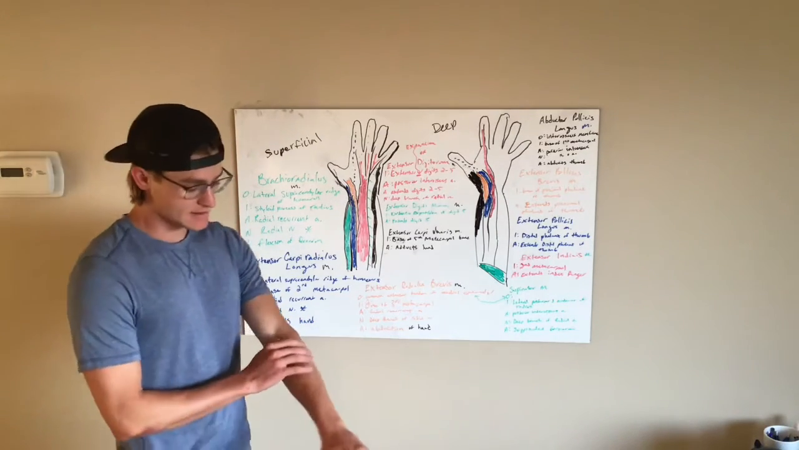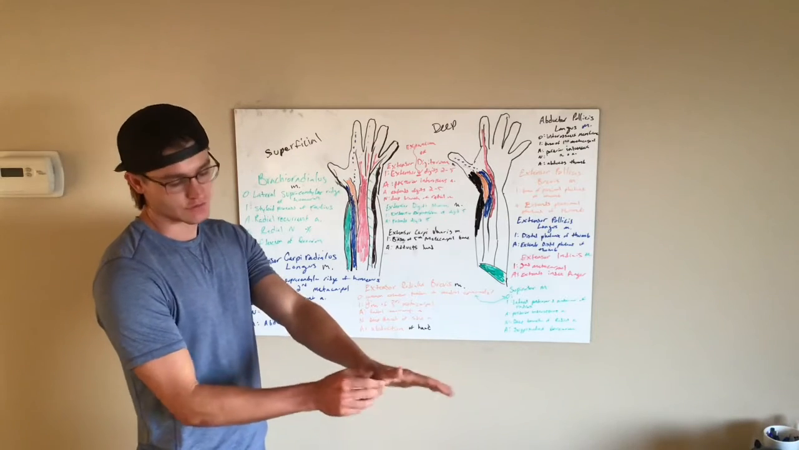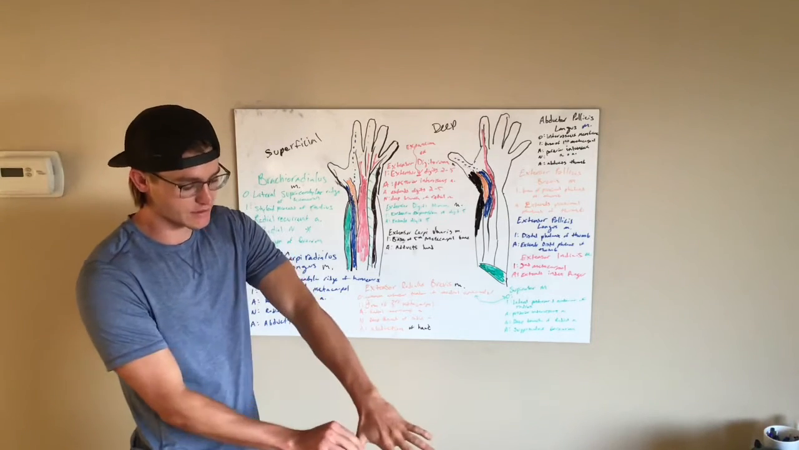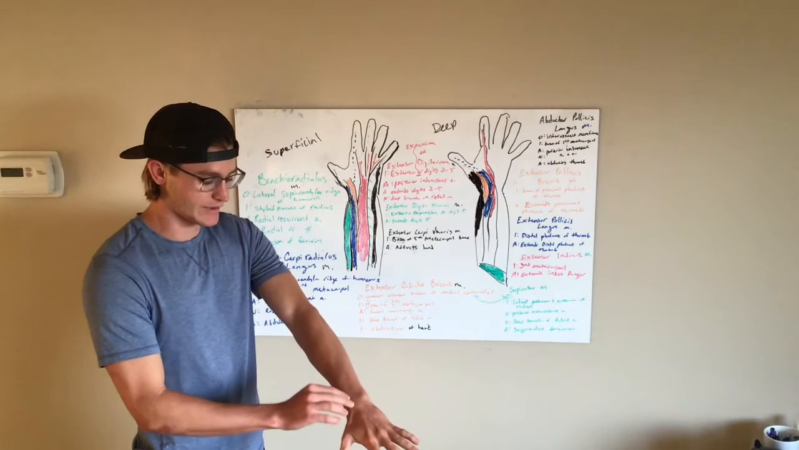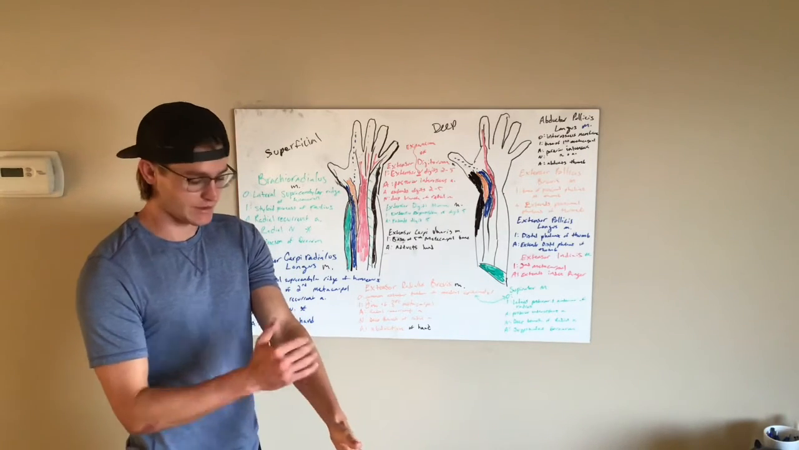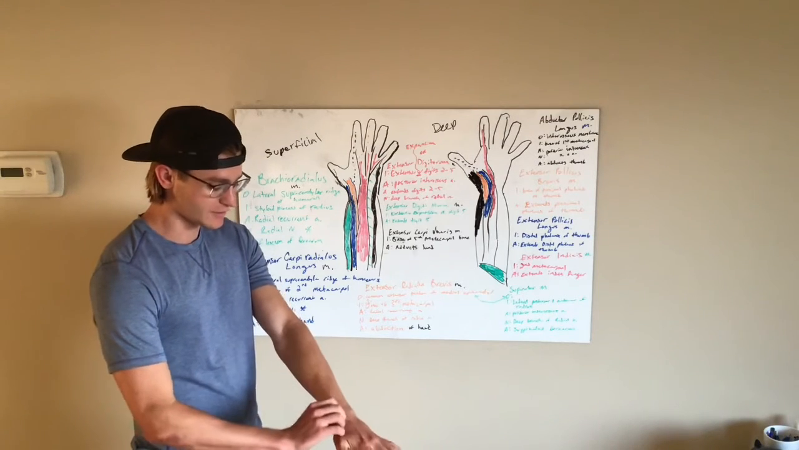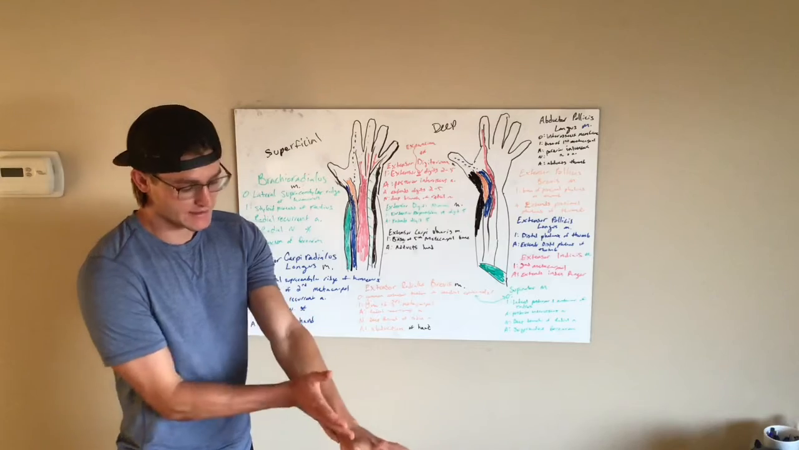Brachioradialis. You have to position yourself. So this is your radius side. This is your radius bone. So this is actually going to be the divide between your flexor muscles and your extensor muscles. So it's the first muscle you see, and that's where it starts off.